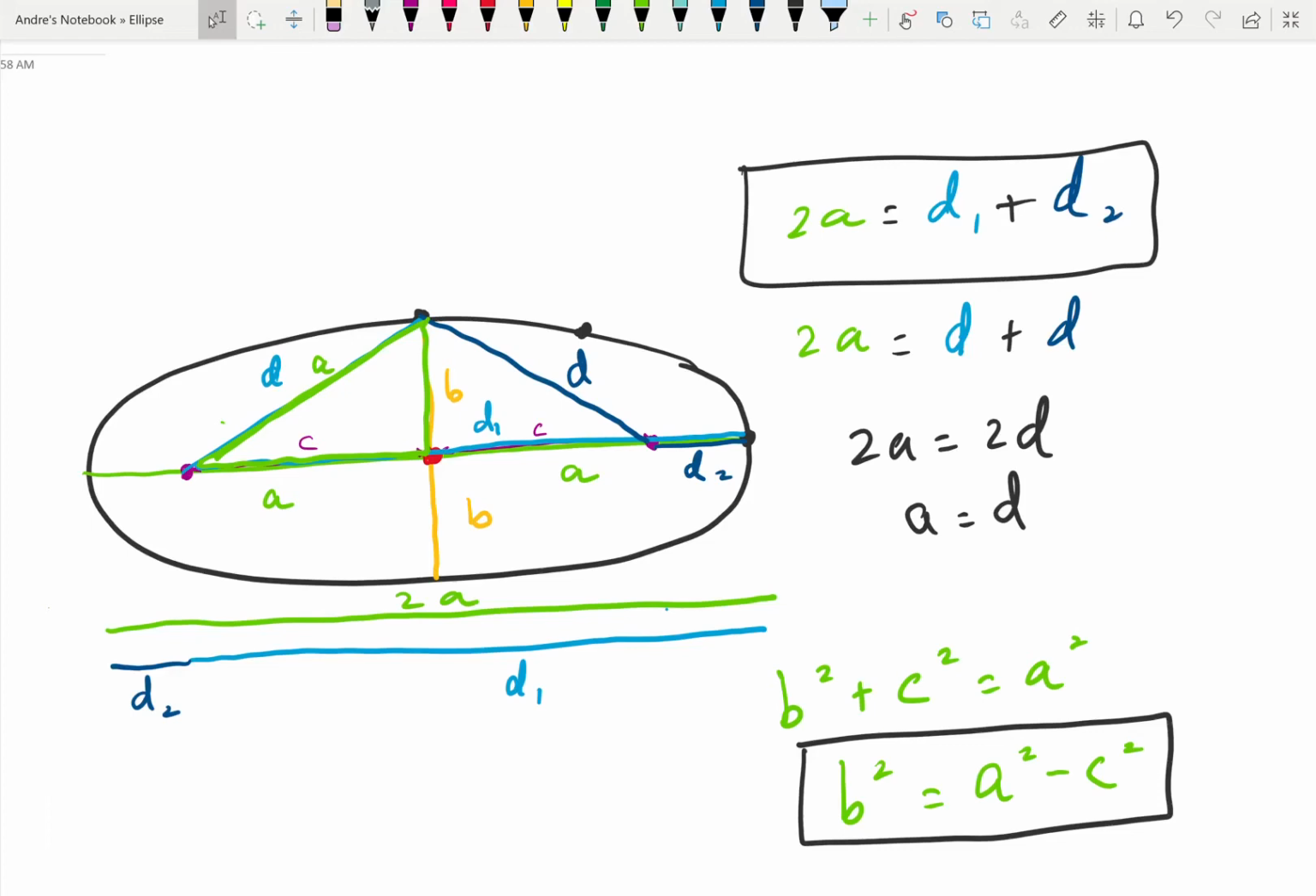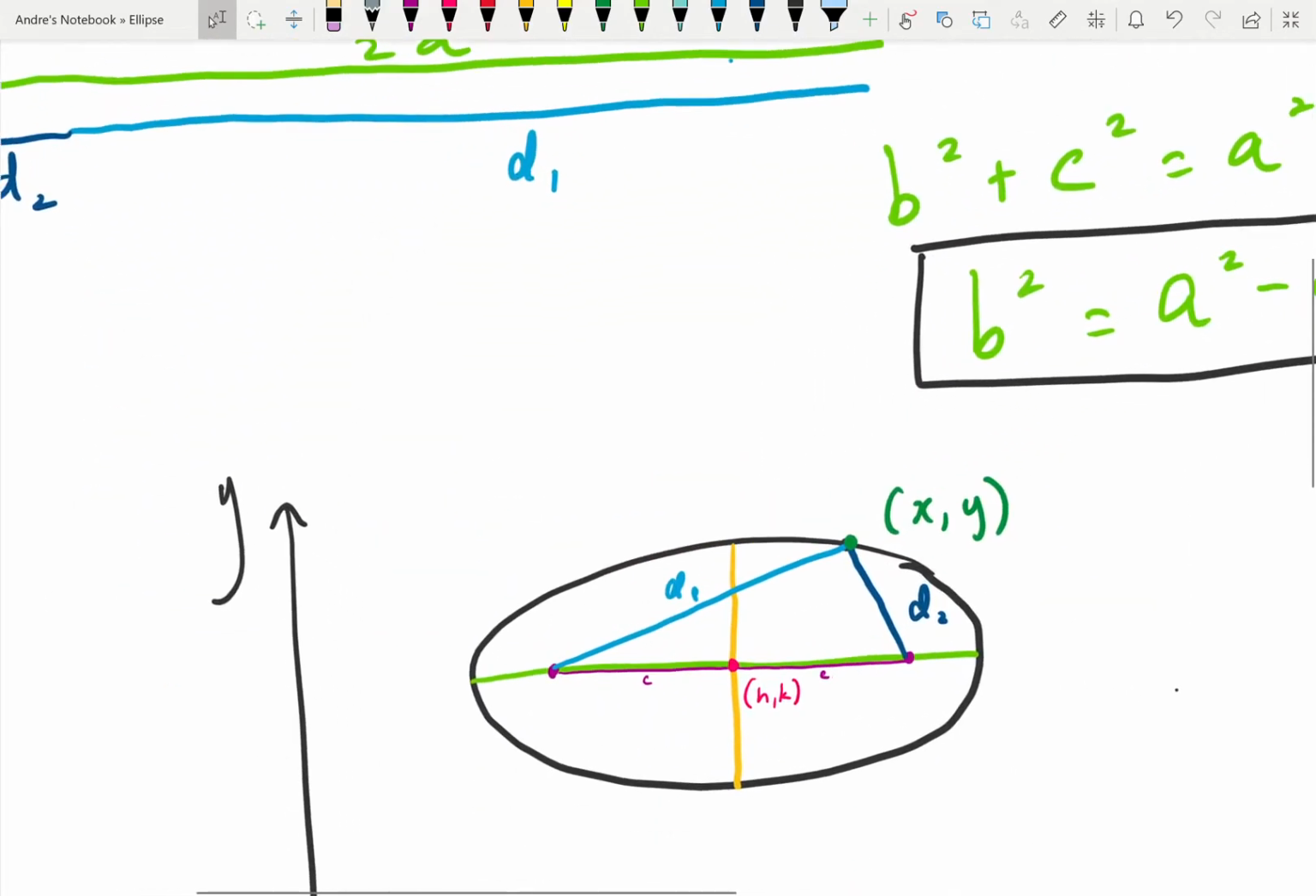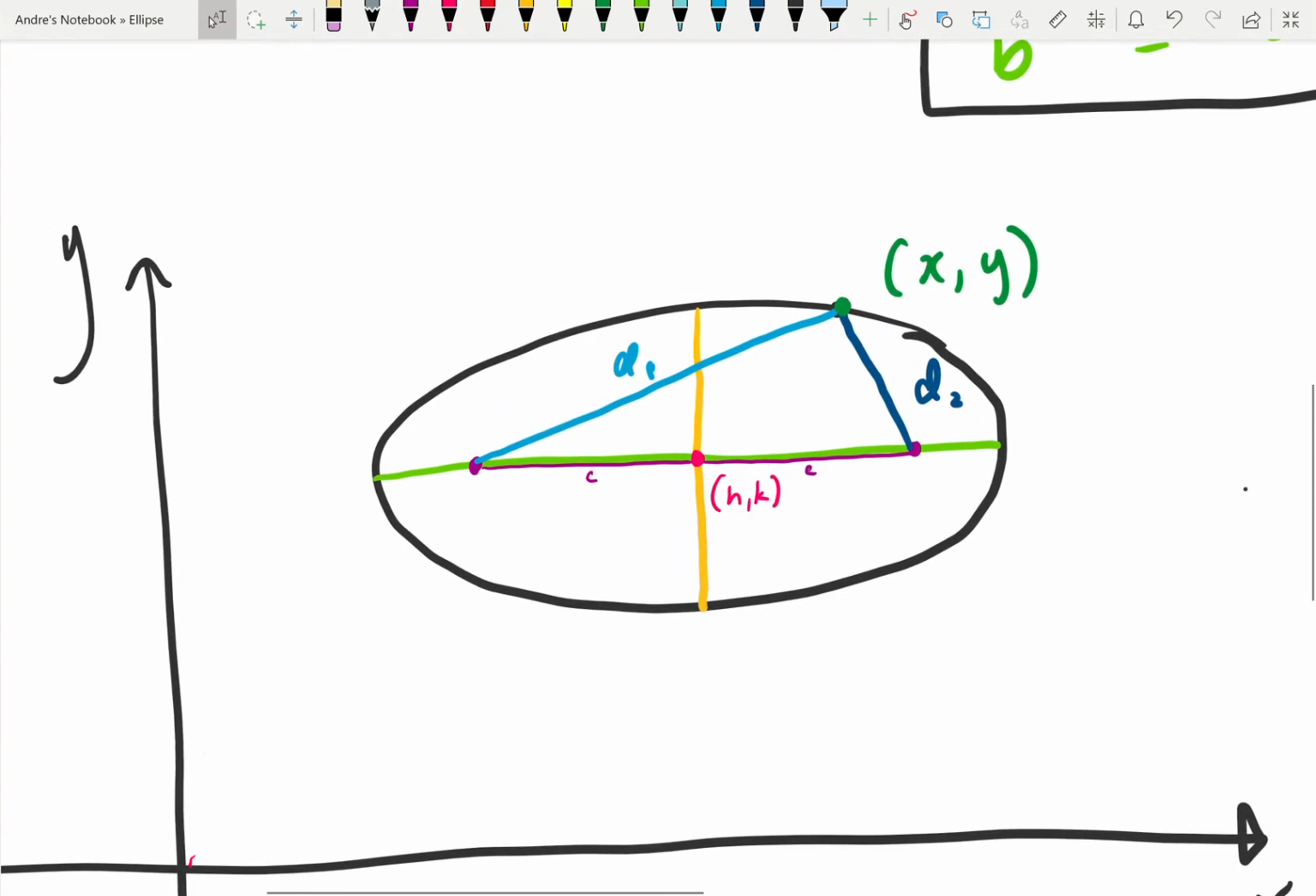We've established our first two relationships. So we want to consider an ellipse on the Cartesian plane where the center is (h, k) and a point on the circumference has coordinates (x, y). We want to think about the length of the sides of two right angle triangles, the first of which is this one.